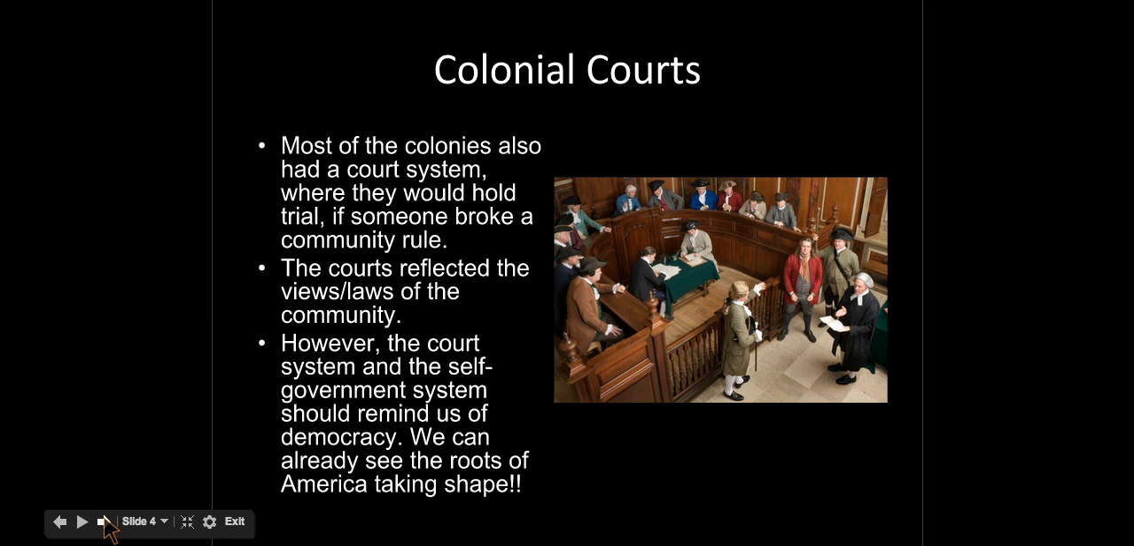In particular, Plymouth Colony in Massachusetts had really strict religious laws. So a lot of times people would be going to court for that. Either way, the court system and the self-government system in general should remind us of democracy. And I think just in this instance, we can start to see the roots of America taking shape. The colonists were already thinking about how to live their own life independent of Great Britain.